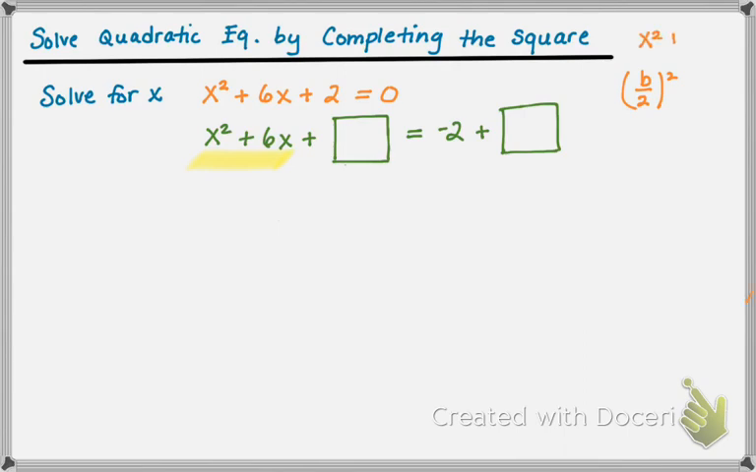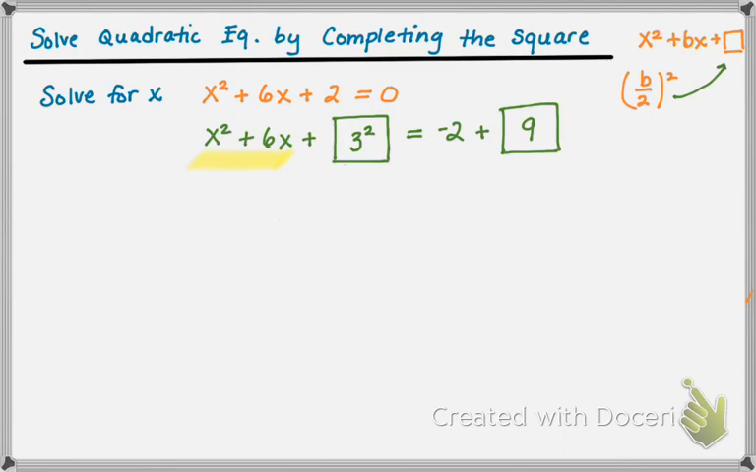So x squared plus bx is what you're using to complete the square. And you're trying to add a new term to it. And what you're adding in is b divided by 2 squared. Alright, so 6 divided by 2 is 3. 3 squared is 9. That's what I'm adding in. You could put 3 squared or you could put 9.